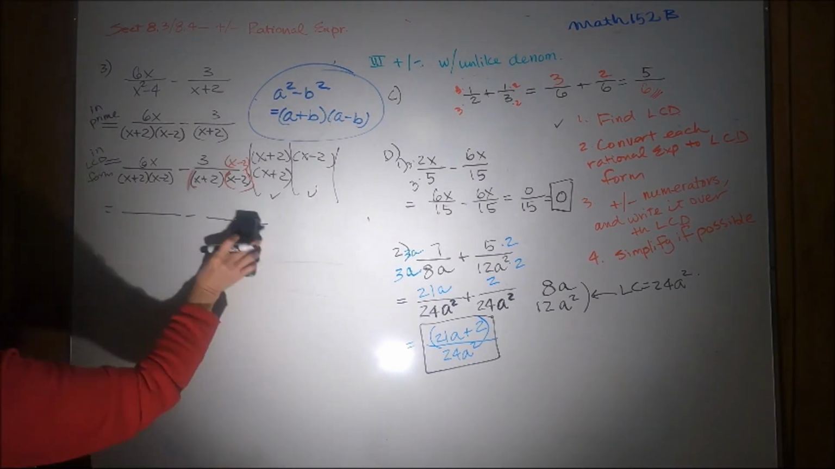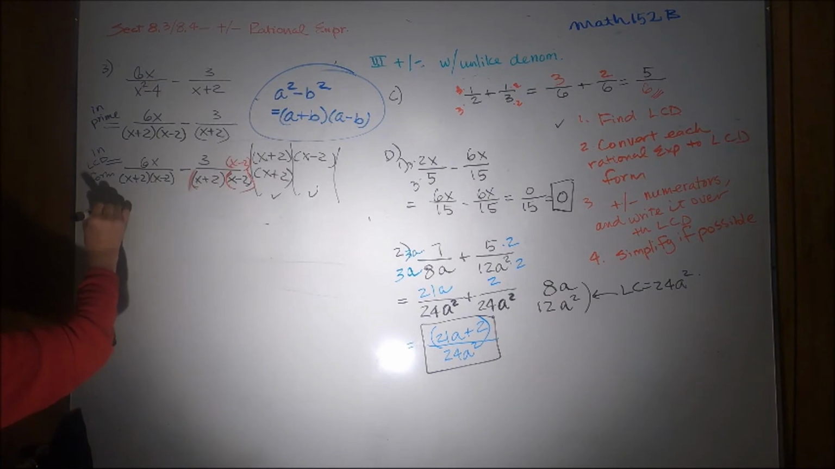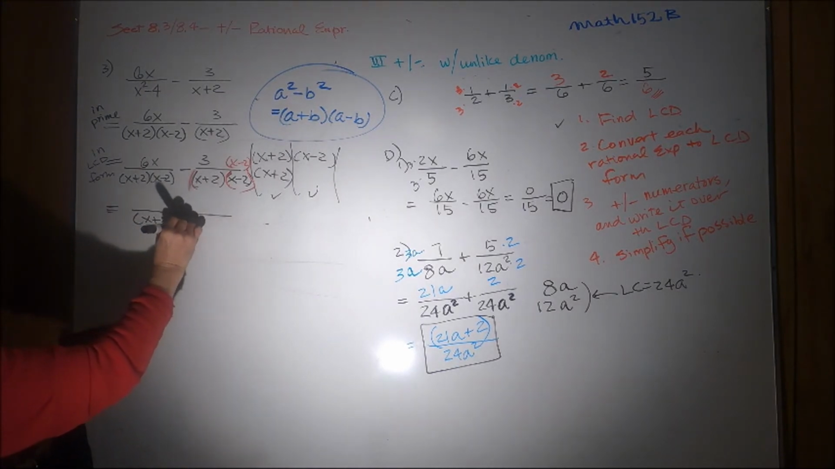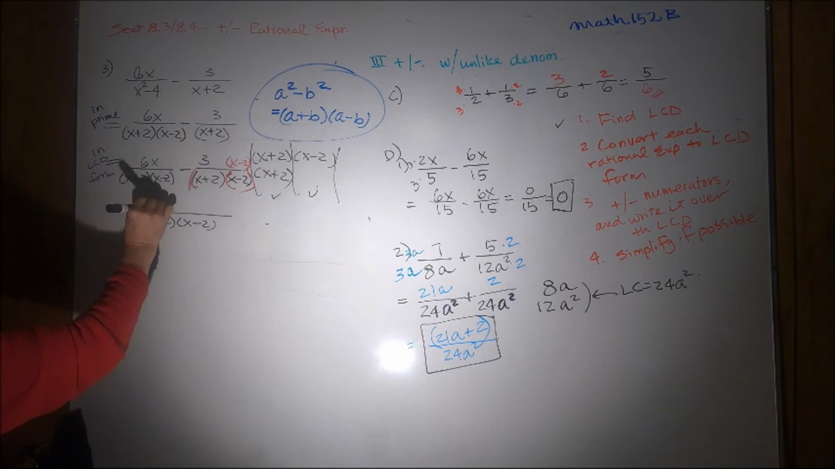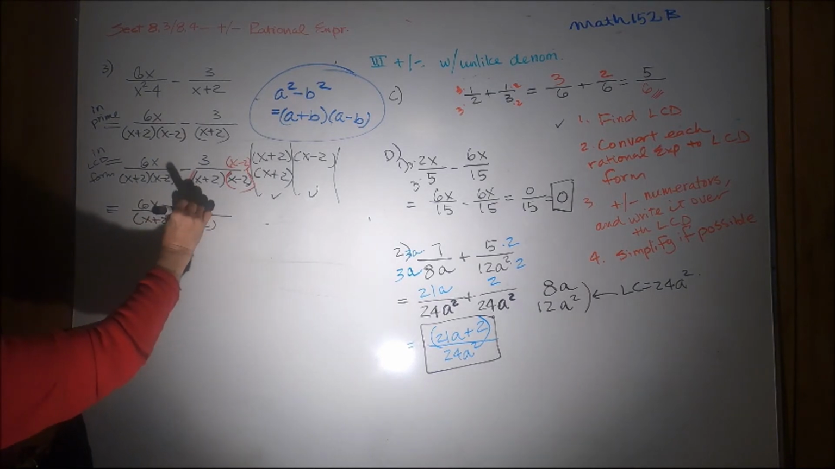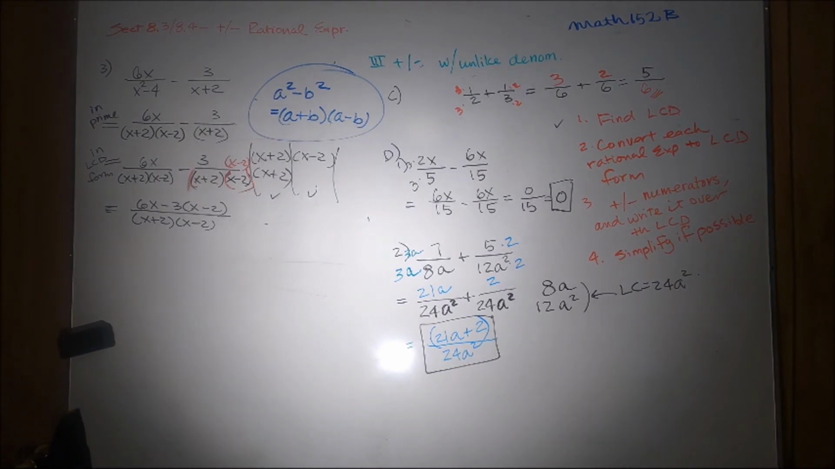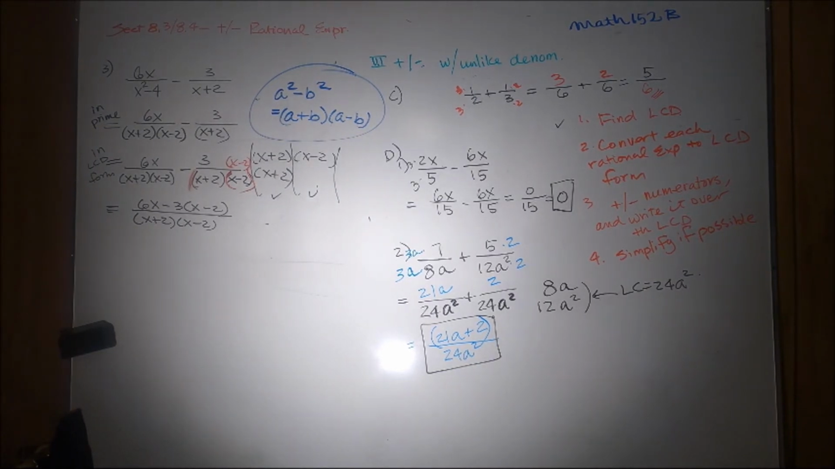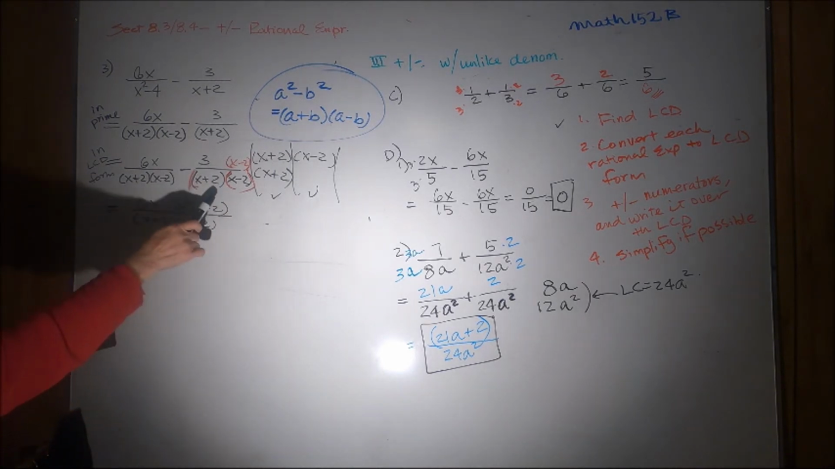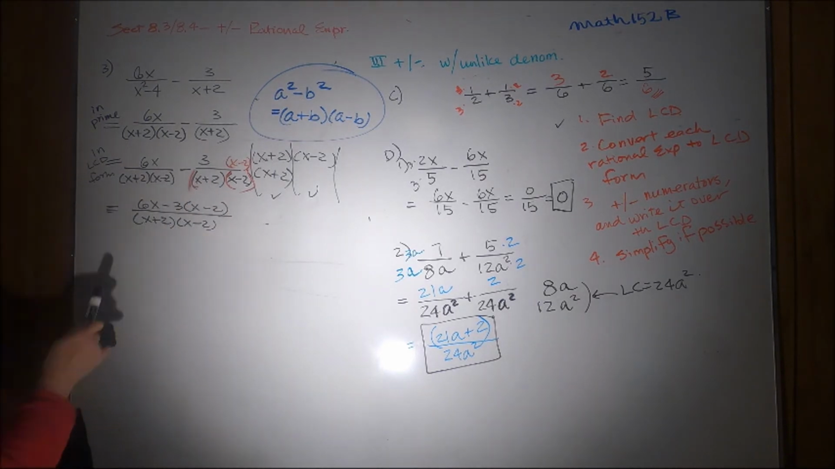Okay, then we'll combine the top because we have the same LCD, so we just combine them, right? 6x minus 3 times x minus 2, right? At this point, remember, don't cross out your x minus 2, because on the top it's part of the whole group.